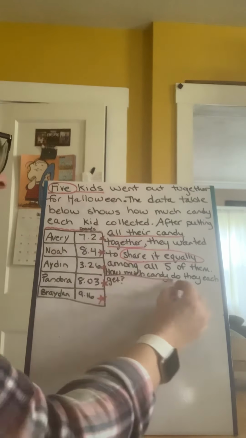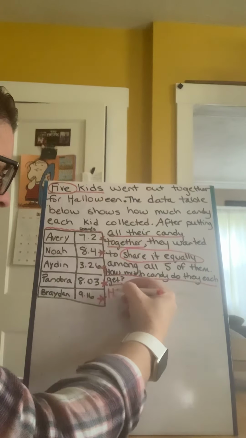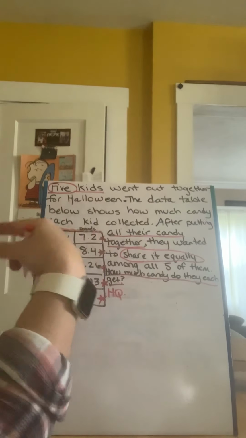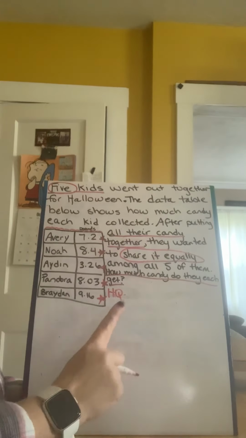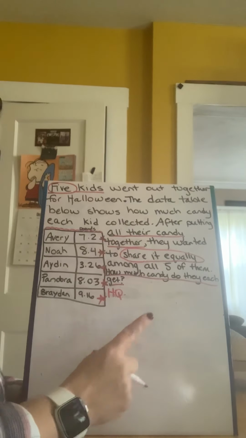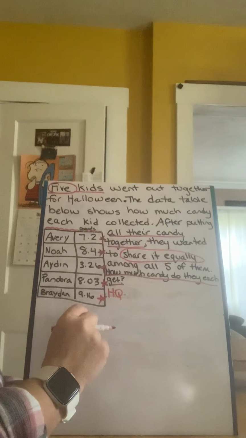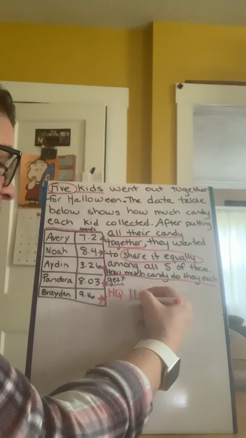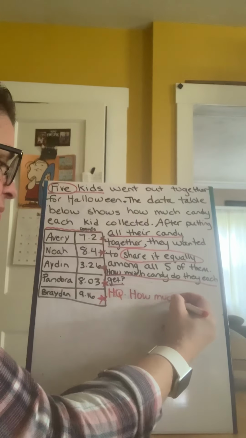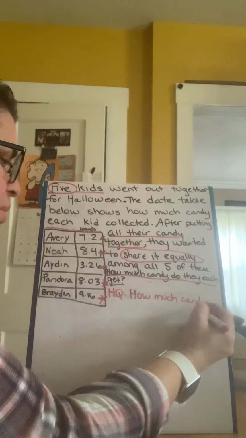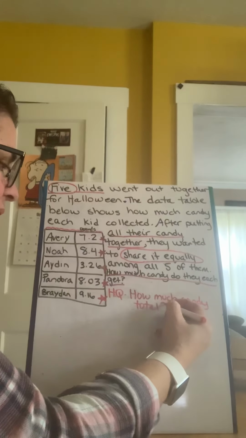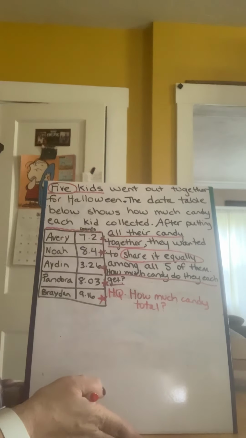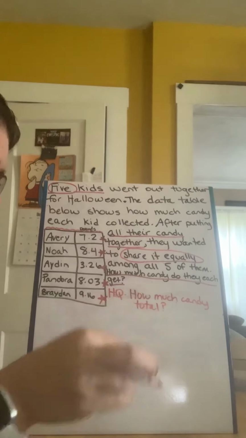All right. Now let's think, is there a hidden question? Before we can actually figure out how much candy do they each get, is there something else that we need to do first before we can actually solve that? And there is. What is our hidden question? Well, before we can figure out how much they each get, we need to figure out how much candy is there altogether, or how much candy is there total that they are able to split. That's our hidden question. It doesn't specifically tell us that question, but we know we have to figure that out first before we can figure out how much they each get.